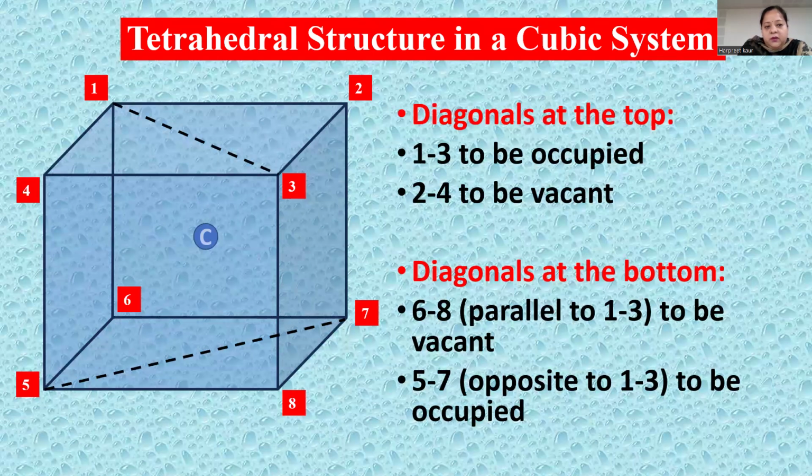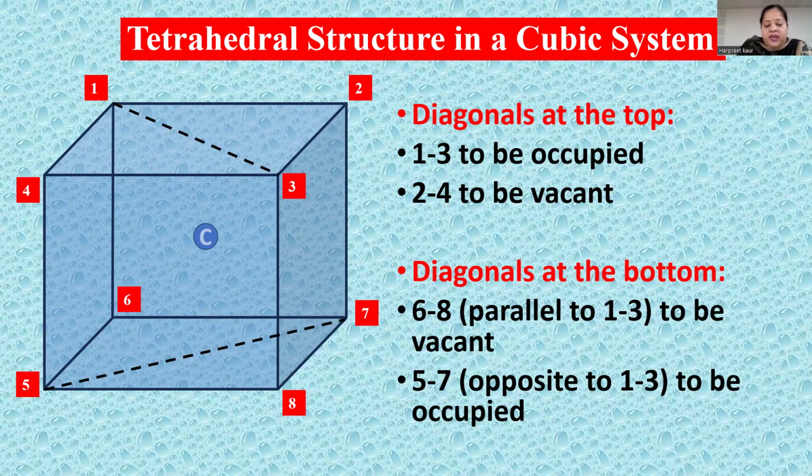On the top, there are 2 face diagonals: one represented by numbers 1 and 3, and another represented by numbers 2 and 4. Two face diagonals on the top, I repeat, 1, 3 and 2, 4. And similarly, there will be 2 face diagonals at the bottom, that is 6, 8 and 5, 7.